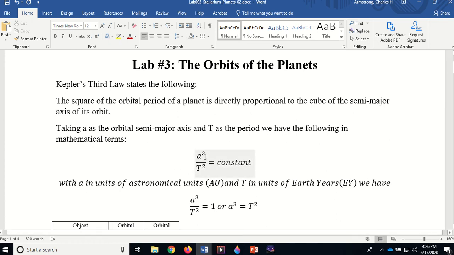Okay, so we'll take A as the distance from the sun to the planet. We cube that. We divide that by the period squared. That's going to be equal to a constant. So this ratio stays the same. Whatever the cube of the distance the planet is from the sun divided by the period that it takes the planet to orbit the sun squared, those two numbers are always going to give you the same number.